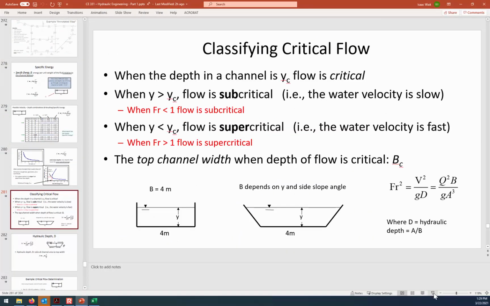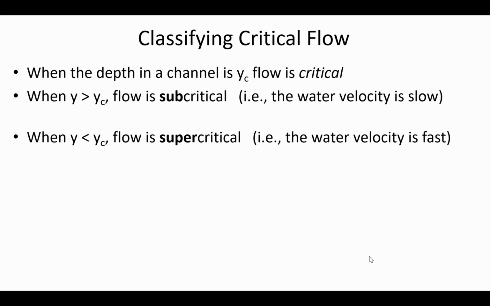So critical flow is something that you've done just a real preliminary estimation of on one of your homework assignments. When the water is flowing at the y sub c, we call that the critical depth, and that's the depth that generates the lowest specific energy.